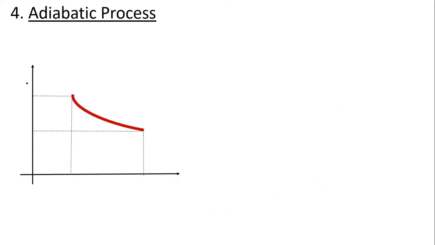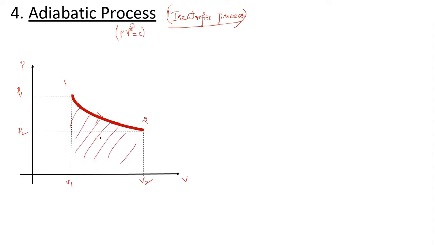The next process is the adiabatic process. Pressure, volume, change of state from 1 to 2. The adiabatic process governing law is P V to the power of gamma is equal to C. Another name for adiabatic process is isentropic process. Corresponding pressures P1, P2, volumes V1, V2. The area below the curve is the work done.